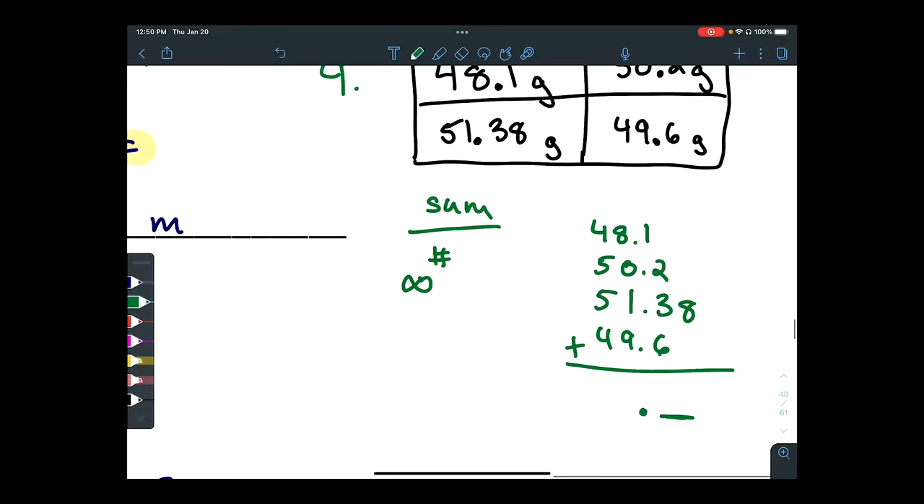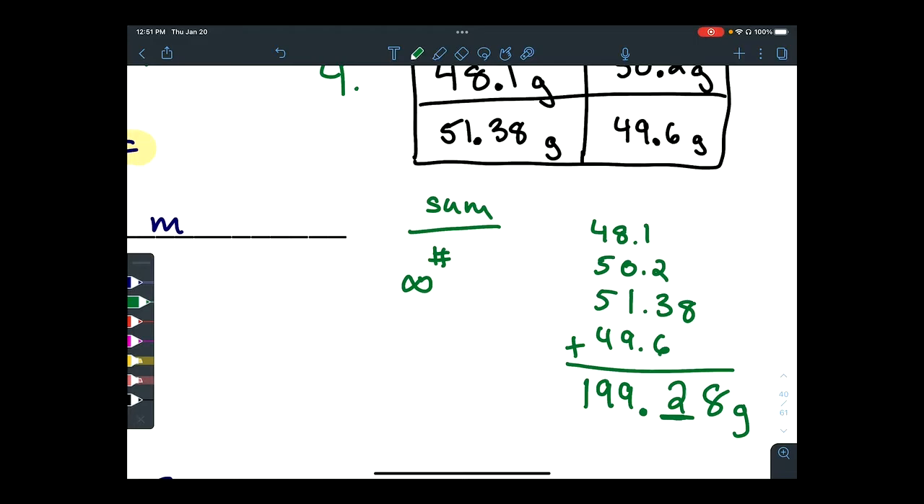All right, so I get 199.28. That means when I take the sum, the last significant digit will be the tenths place, right? So with addition and subtraction, you don't just count significant figures. We don't count them, we look at the place values. In this case, the last place value is the tenths place. So if we rounded this number, we would have 199.3, right?